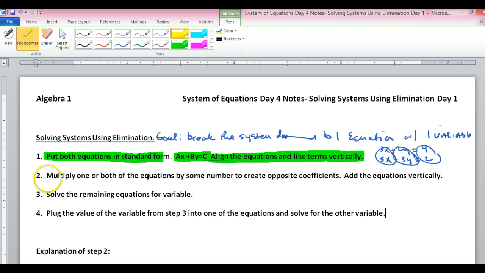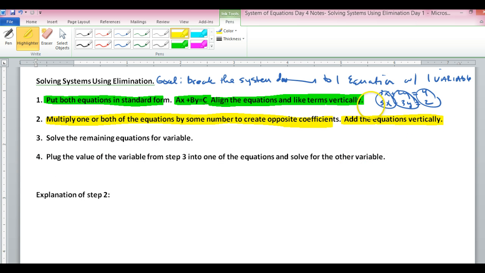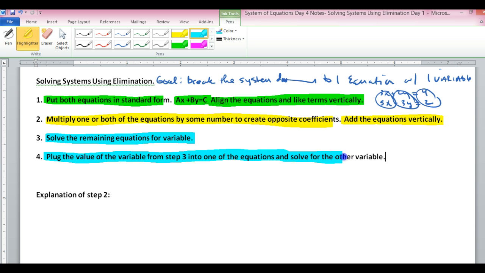Then, we're going to multiply one or both of the equations by some number to create opposite coefficients. Alright, now I'll explain this step in a minute. Then what we're going to do is add the equations vertically. After this step, our goal is accomplished. Our system will be broken down to one equation with one variable. Once we have it down to one equation, one variable, we solve for the remaining variable. Then, last, just like substitution, once we find one of the variables, we plug the value we found into one of the equations and solve for the other variable.